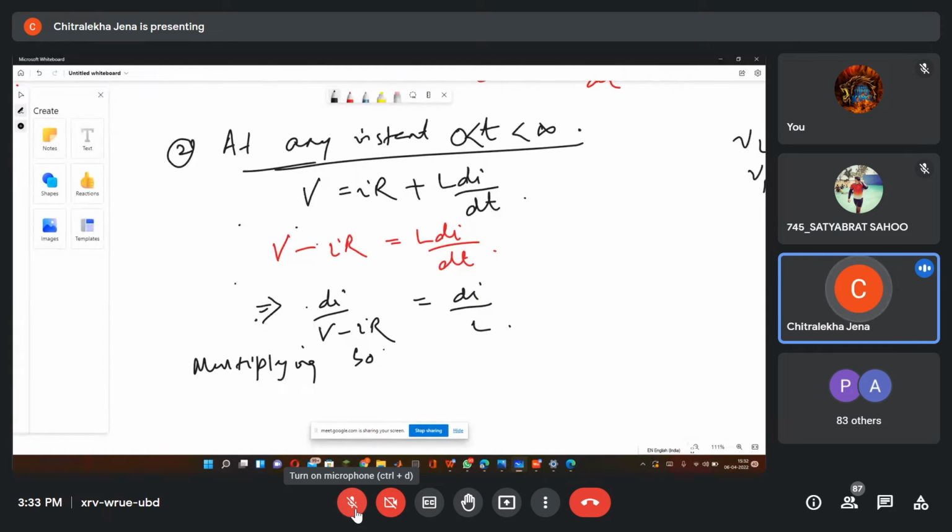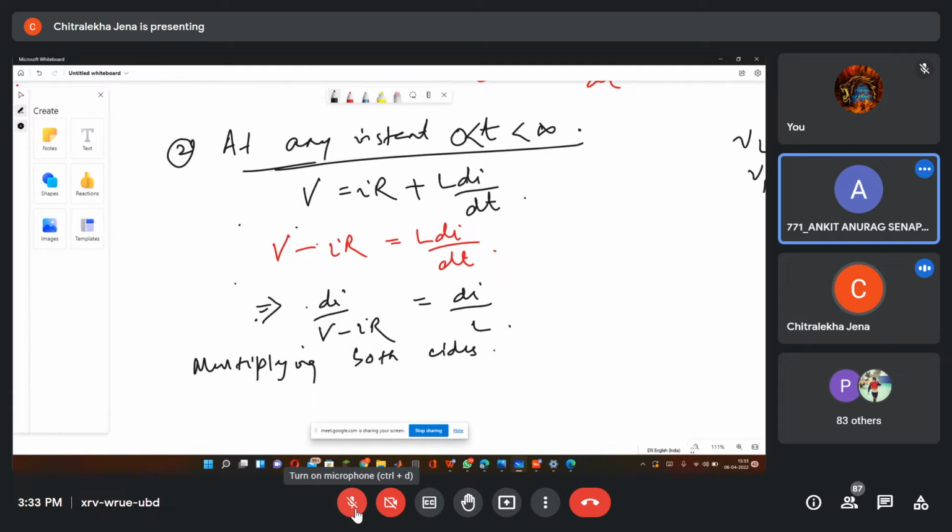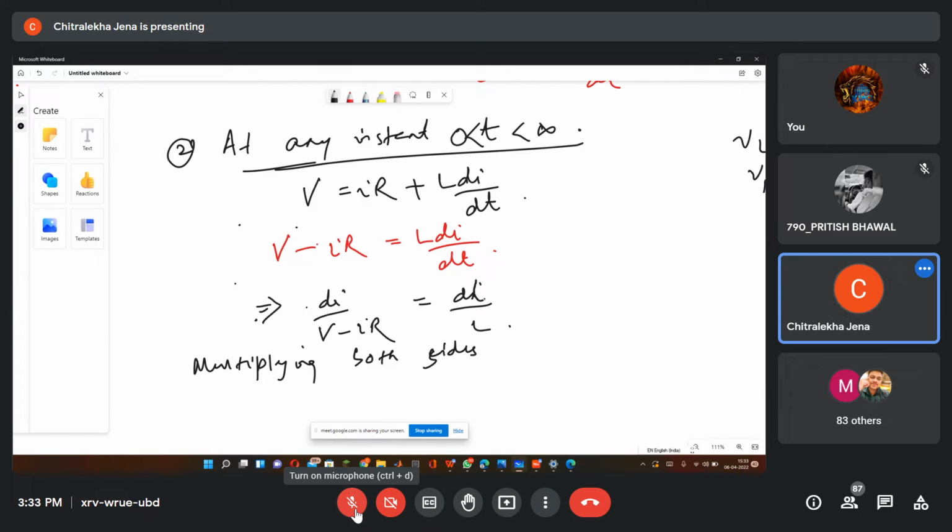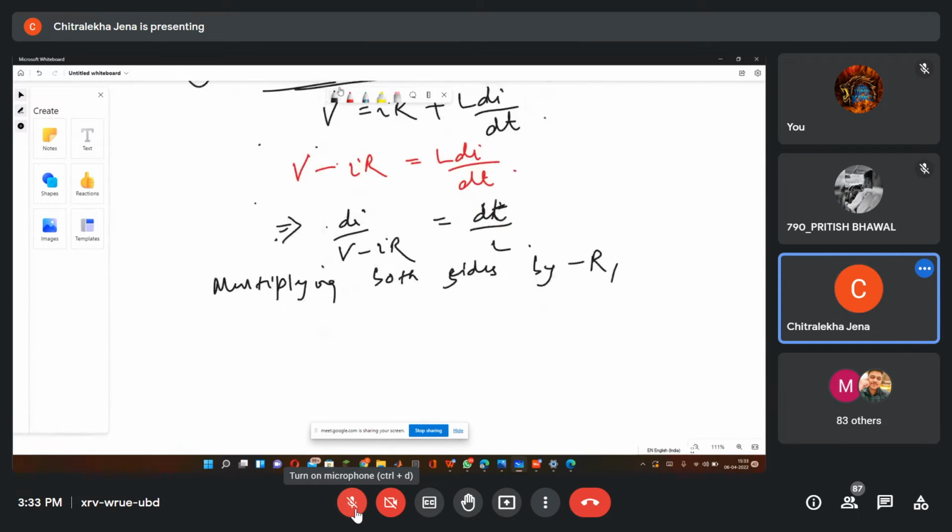Now multiplying both sides by dt. Ma'am, dt होगा ना. हाँ, dt, good. Thank you. So this is dt divided by L. Then multiplying both sides by minus R, what will I get? Minus R divided by (V minus IR) into di is equal to minus R divided by L into dt.